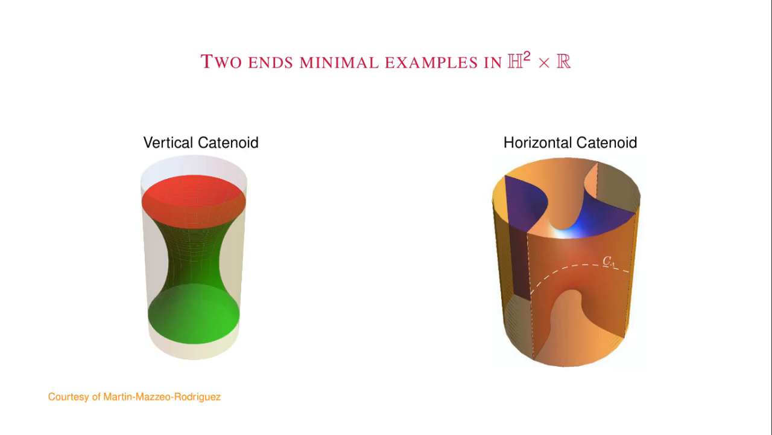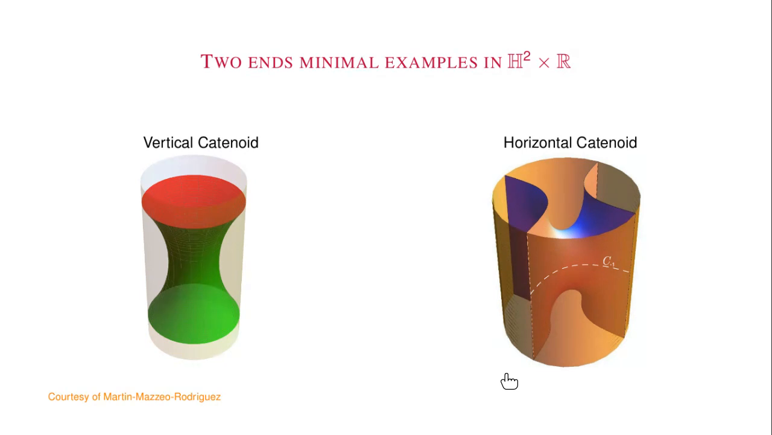Now I will show you a couple of pictures that I borrowed from a paper by Martin, Mazzeo, Rodriguez, that are these two pictures. The left one is what one calls the vertical catenoid, and it's just H equals 0 in H2 cross R, invariant by rotation around the vertical axis. Okay, this is the vertical catenoid, and you see the two ends are asymptotic to a hyperbolic plane.